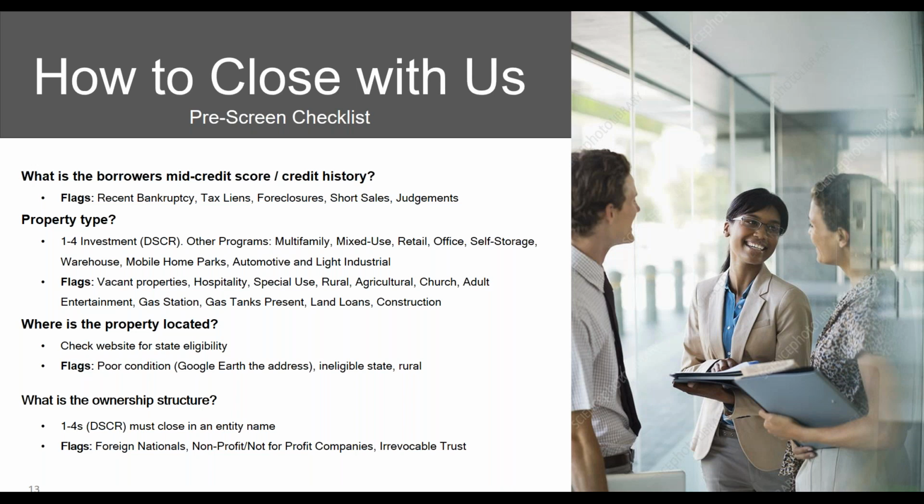For the property types, why even mention that? Well, if you've worked at Silver Hill for a long time, we are a small balance commercial mortgage lender. And so there are a lot of other property types we do, and we can help you close, but not through this DSCR program, because it's specifically for 1 to 4 unit investment properties. So there are a lot of other ways that we can help you.